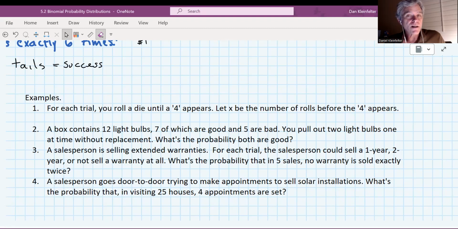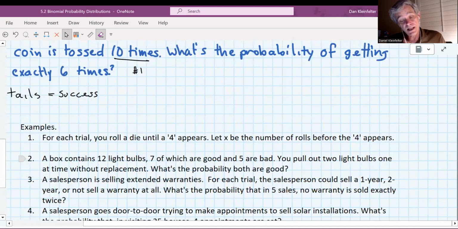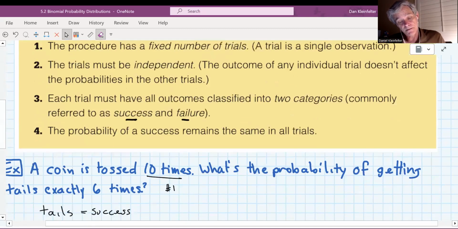Well, here the draws are not independent because the likelihood of the second bulb selected being good is affected by whether or not the first one is good or not, because there are only 7 good bulbs in the first place. If your first one drawn was good, then the chance that the second one is good is less on the second draw. So the point is that the trials are not independent.